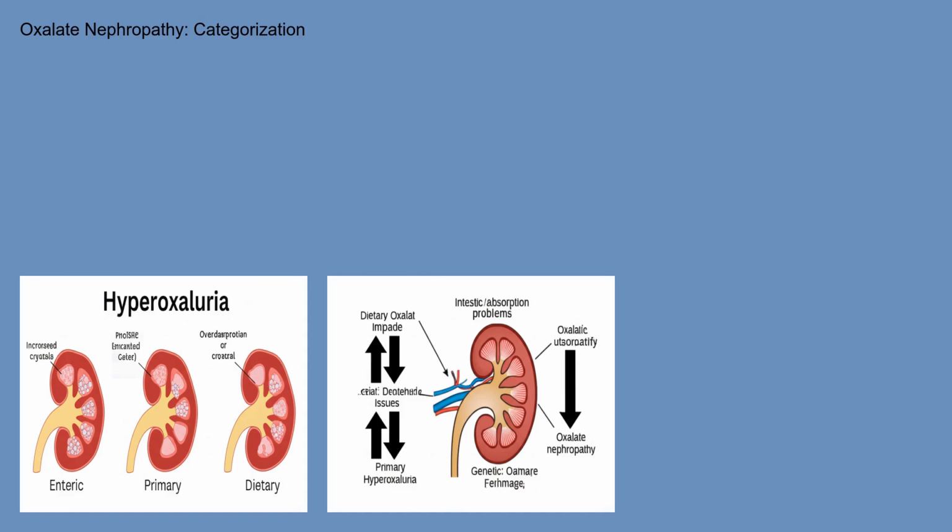While there aren't distinct classifications in the same way you might see in other diseases, oxalate nephropathy can be categorized based on the underlying cause. We have enteric hyperoxaluria, stemming from intestinal issues that boost oxalate absorption. Primary hyperoxaluria, a genetic condition where the liver overproduces oxalate, and dietary hyperoxaluria resulting from excessive oxalate intake from food.